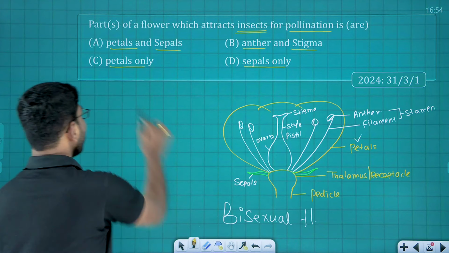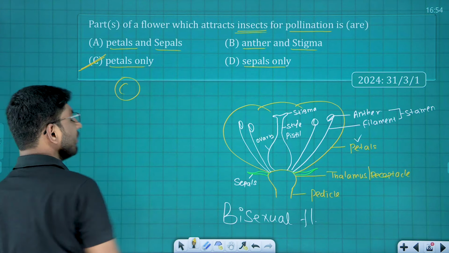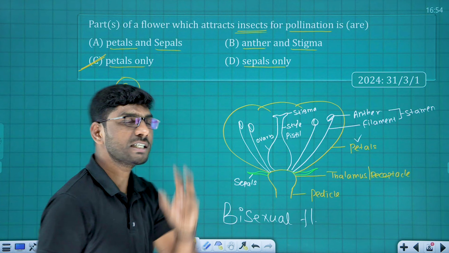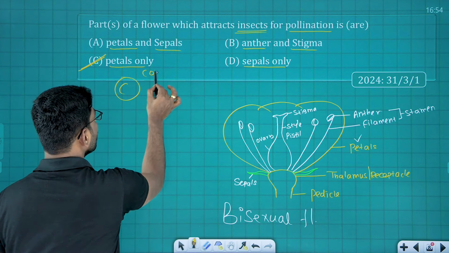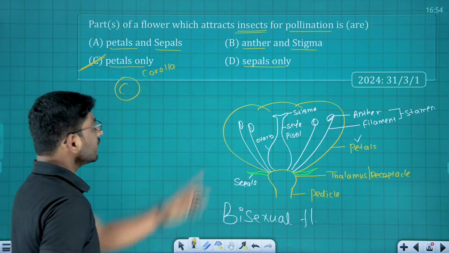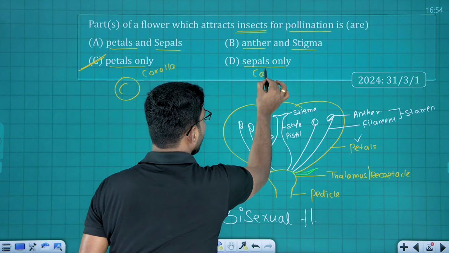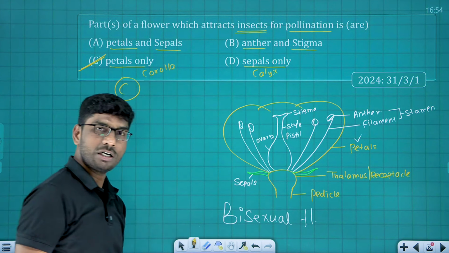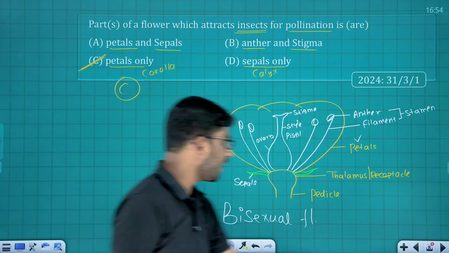Petals. Petals attract insects for pollination. The technical term for petals is corolla. Remember, sepals are called calyx. Am I clear, students? Shall we go to the next one? Look at the next question.